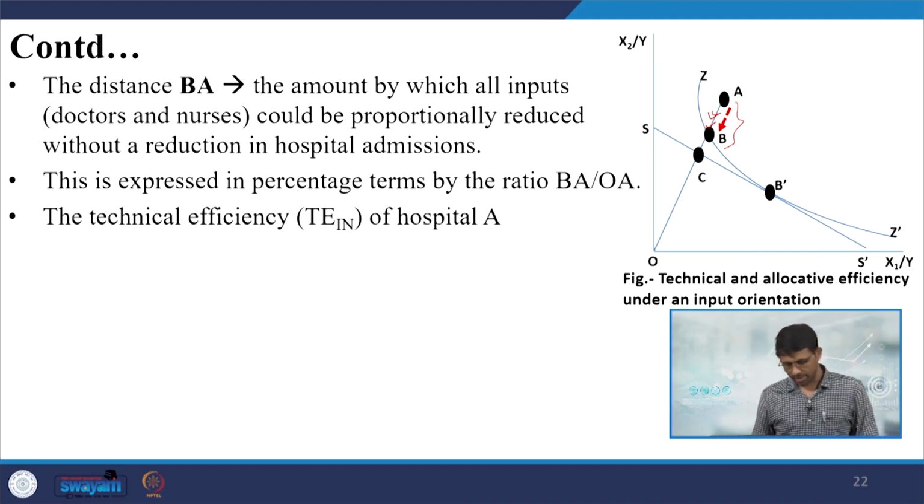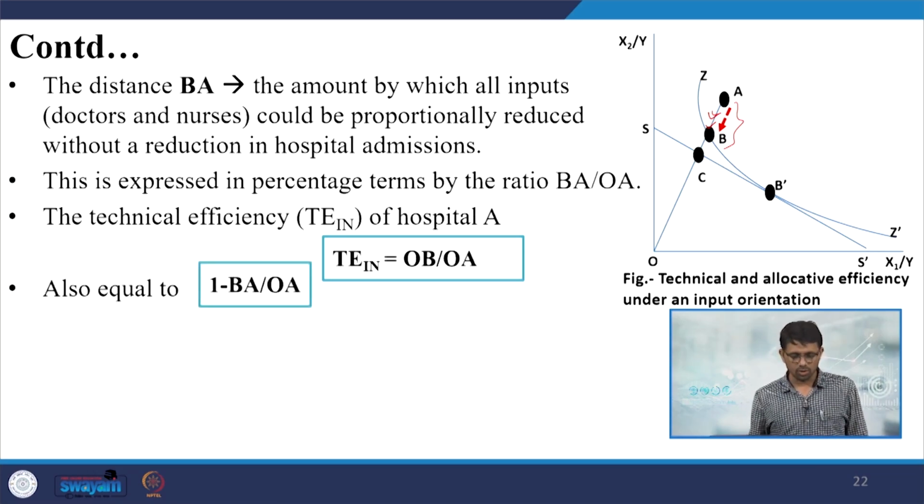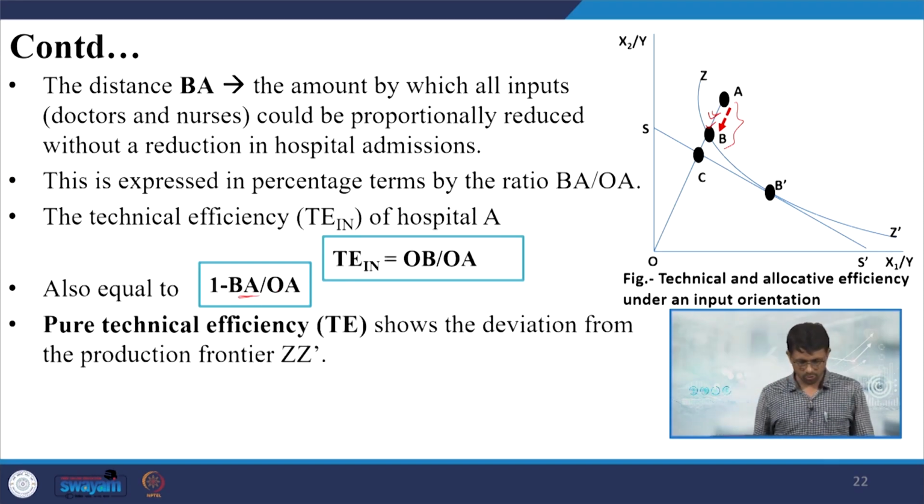That is input oriented model we have been emphasizing. So, in this case for hospital A, we have to define OB by OA. OB is actually the optimum one so far as the isoquant is concerned, and OA is its own allocation of factors. Hence, the technical efficiency through input oriented model of hospital A is defined as OB upon OA. This is also equal to 1 minus BA by OA, where BA by OA is the inefficient allocation. So, if that extent is minimized, it will be actually useful.